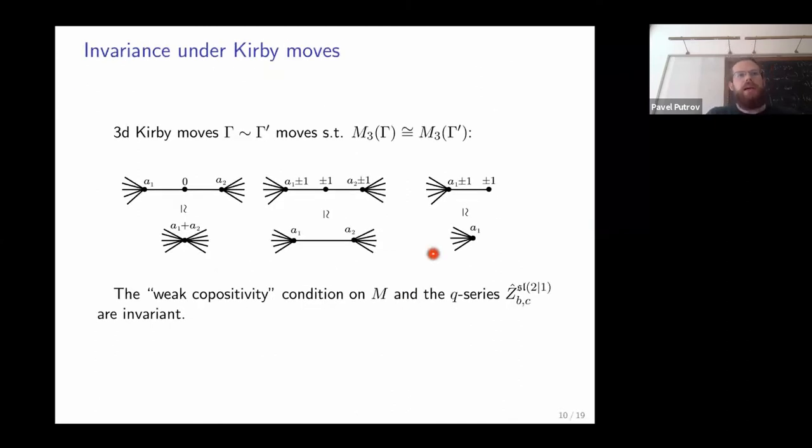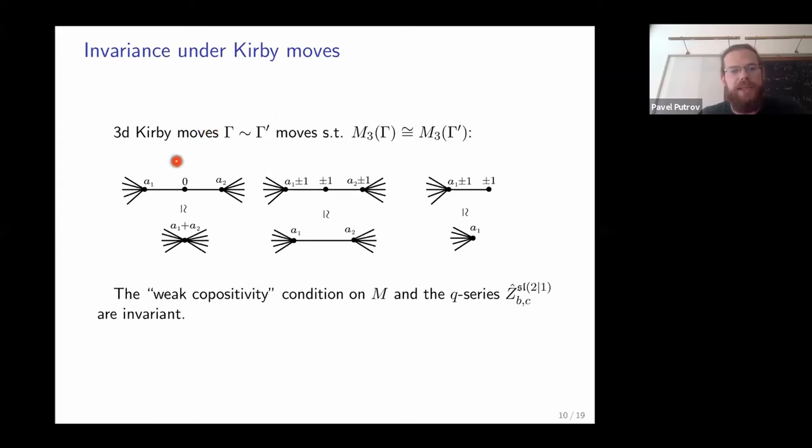So we define this Q series in terms of a plumbing graph, but in principle, it's known that different plumbing graphs can realize the same three-manifold. Different plumbing graphs can realize homeomorphic three-manifolds. And so, if this is a topological invariant, then we should check that the result is not dependent on the choice.